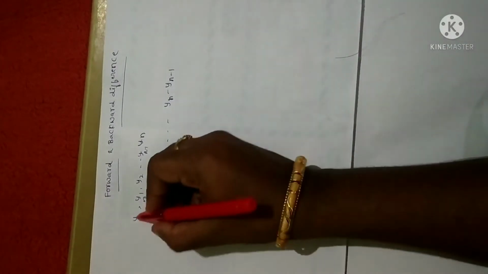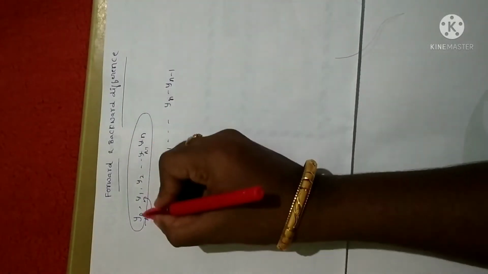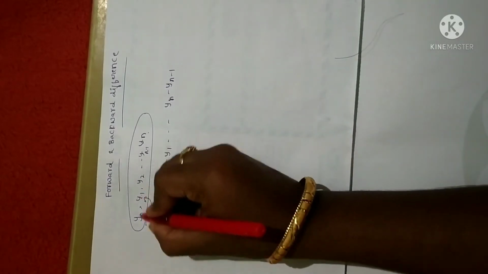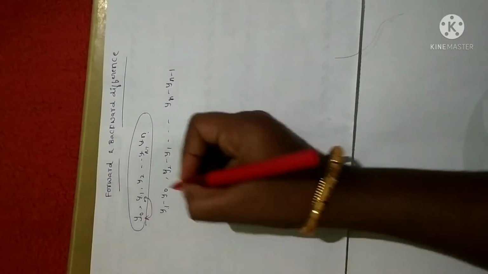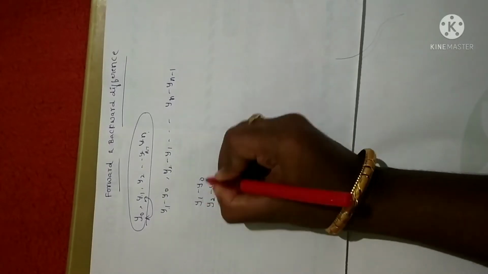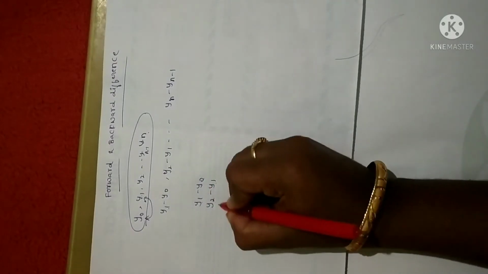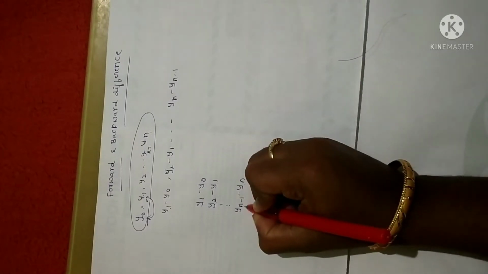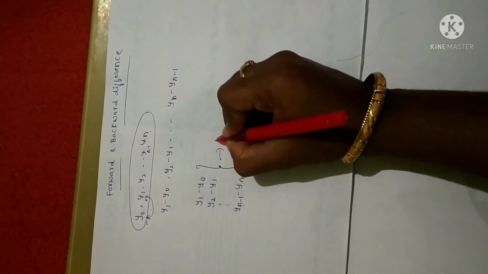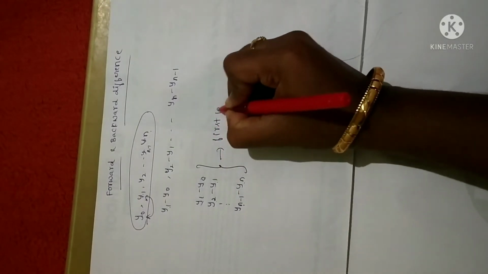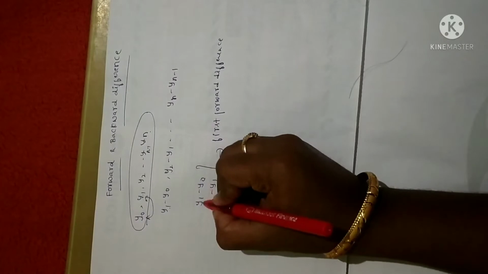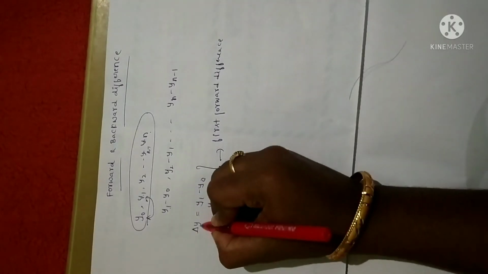I'll just repeat once again. If a set of n values of y are given, that is y0 to yn, then the difference y1 minus y0, this term minus this term, again this term minus this term, that is y2 minus y1, larger term minus smaller term, larger term minus smaller term, so on, yn minus yn minus 1, where yn is larger and yn minus 1 is smaller. Such kind of difference is called the first forward difference. Generally, y1 minus y0 is none other than delta y0.